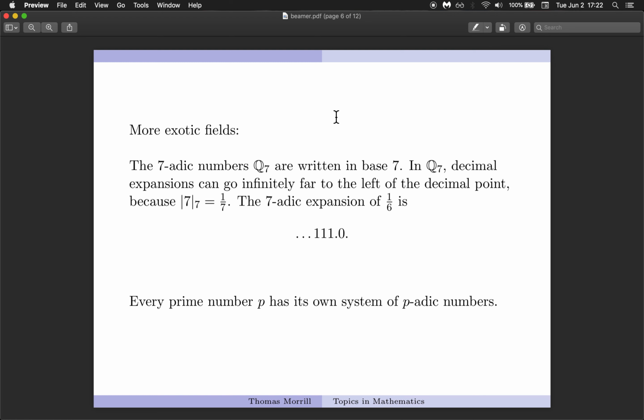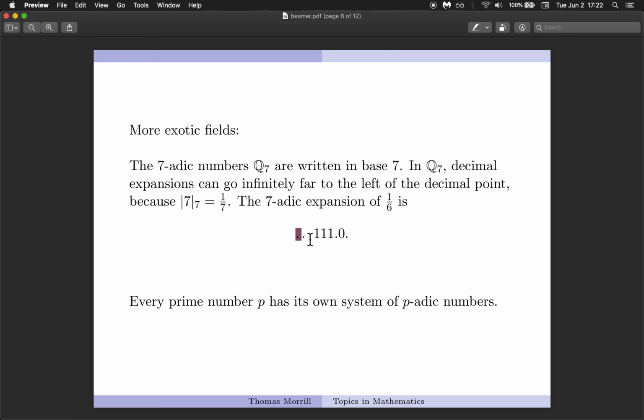The seven-adic numbers are written in base 7, so our digits will be 0, 1, 2, 3, 4, 5, and 6. And what makes this set special is that our decimal expansions, or our base 7 expansions, can go infinitely far to the left of the decimal point, which is not something that we're allowed to do with real numbers.